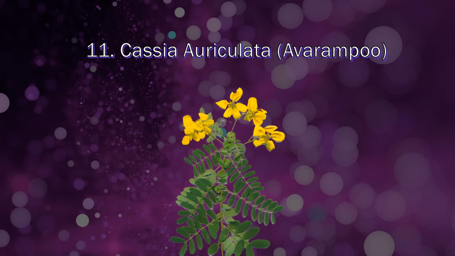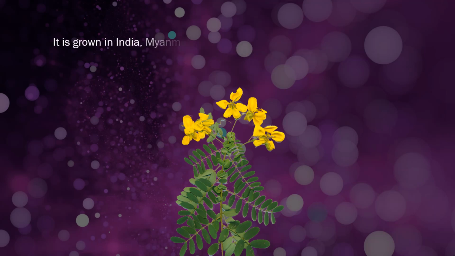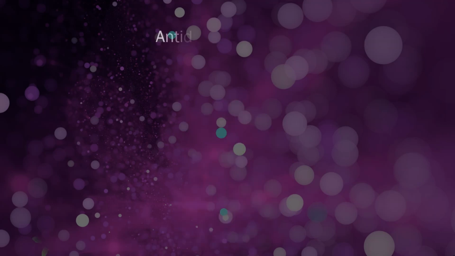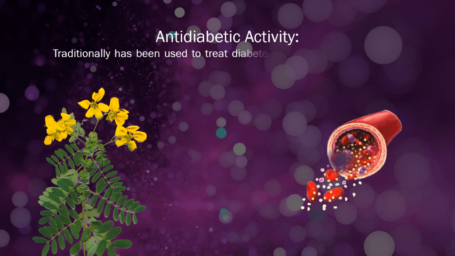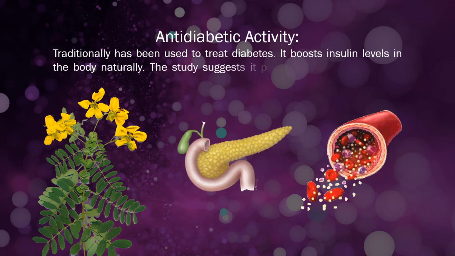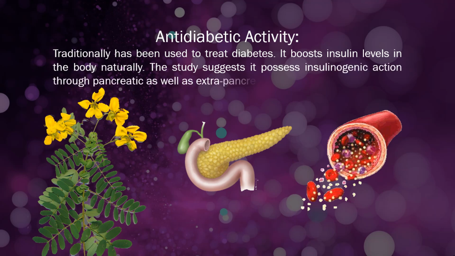11. Cassia auriculata, Avarampoo. It is grown in India, Myanmar, Sri Lanka and in several African countries. Anti-diabetic activity. Traditionally has been used to treat diabetes. It boosts insulin level in the body naturally. The study suggests it possesses insulinogenic action through pancreatic as well as extrapancreatic pathways.